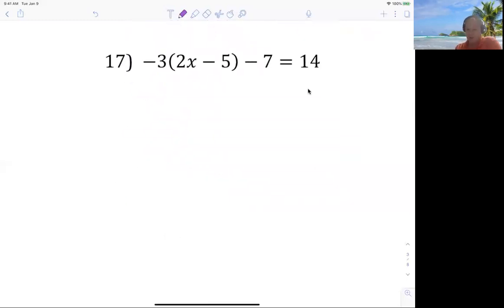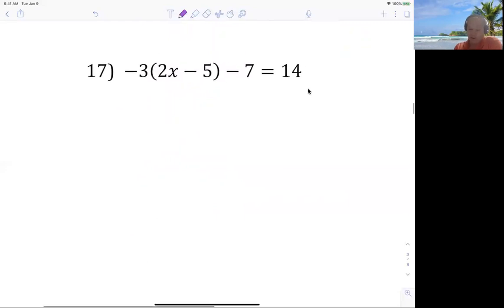Number 17. First thing you look at is you see, hey, I have a distributive property. So we're going to distribute the -3. So that'll be -6x plus 15. Now again, I got the -6 by doing -3 times 2, and then I did -3 times -5. And then I just finished the equation.